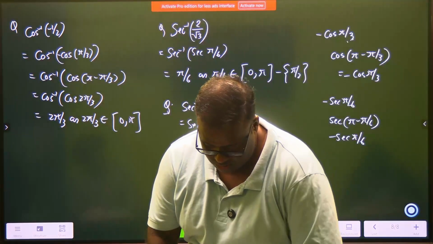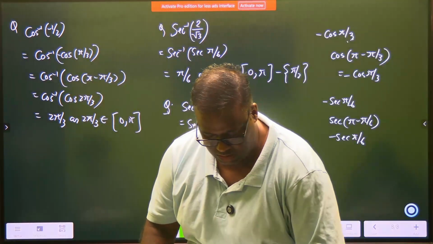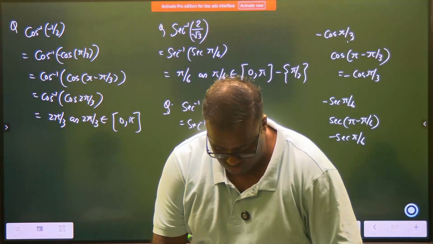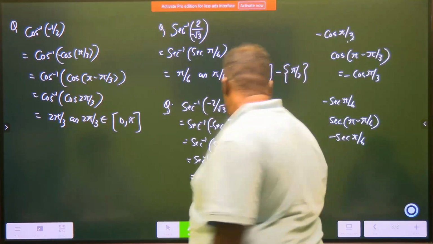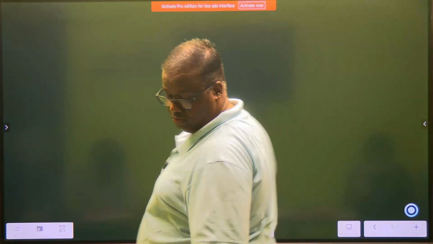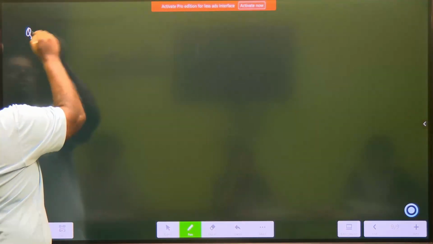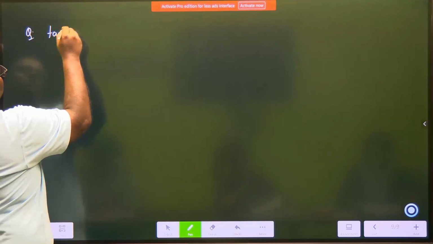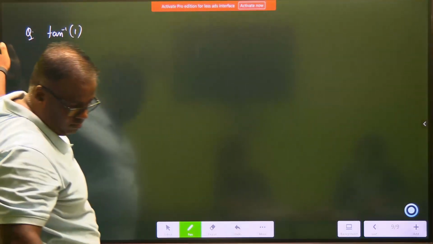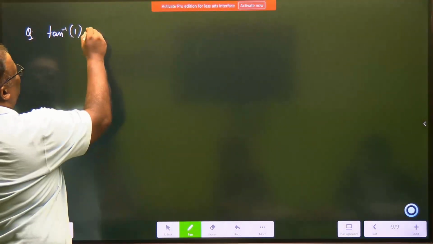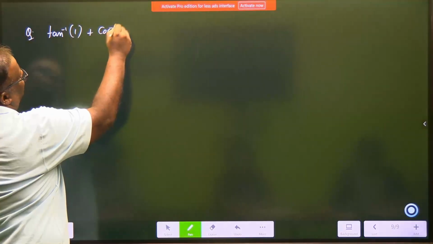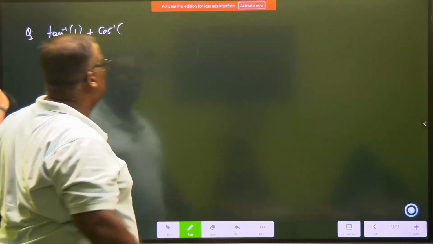The rest you will be able to do. Let's do this type of problem before we close. Okay. Now this is a long problem which is a combination of 3 problems. Tan inverse 1 plus cos inverse negative half. Achha, wherever there is cos, it is a little bit troublesome for you. Okay.